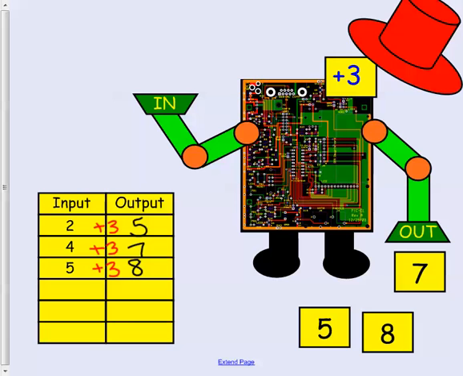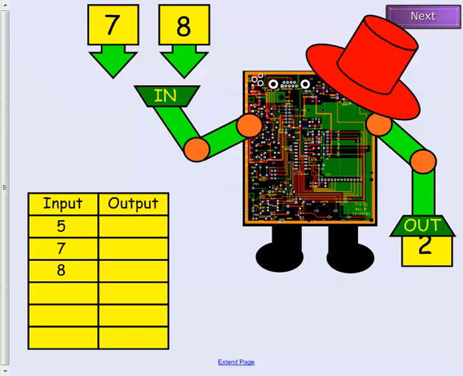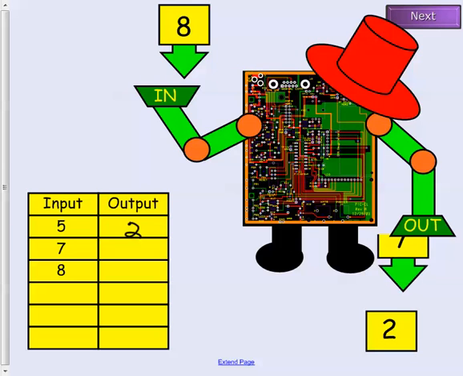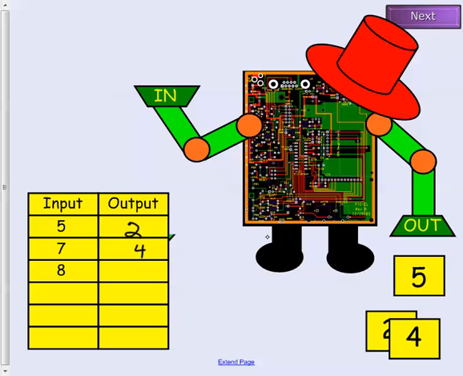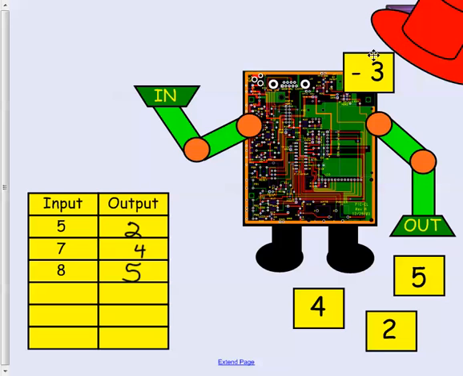Let's look at another one. If I input 5, 2 comes out. If I input 7, 4 comes out. If I input 8, 5 comes out. So we've got 5 becomes 2, 7 becomes 4, 8 becomes 5. In this case, we're taking 3 away. Take 3 away, take 3 away, take 3 away. So whatever you do to your input, you have to do to each and every one, so that way your outputs maintain that consistency. So if you notice here, every one is a subtract 3.